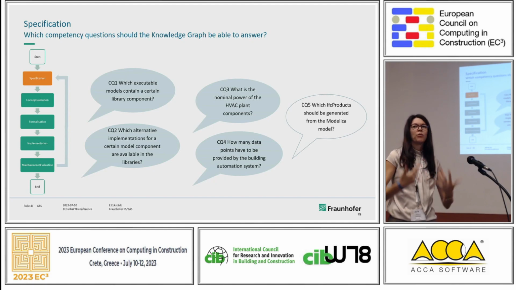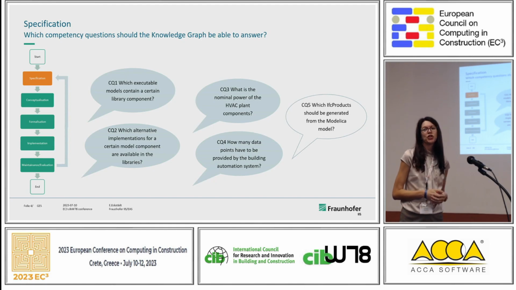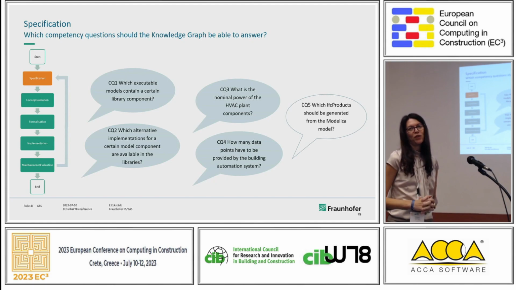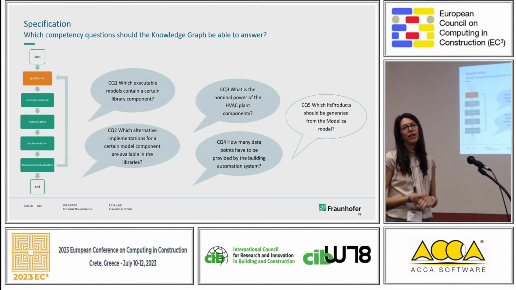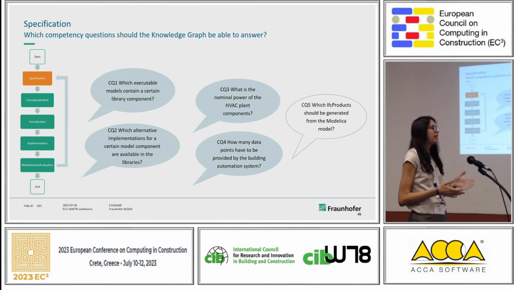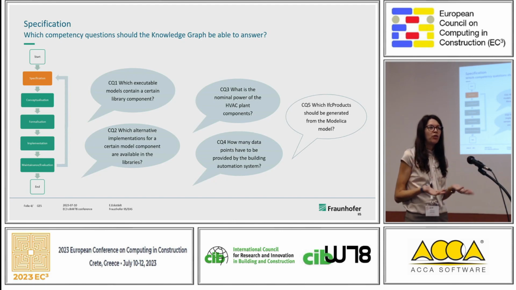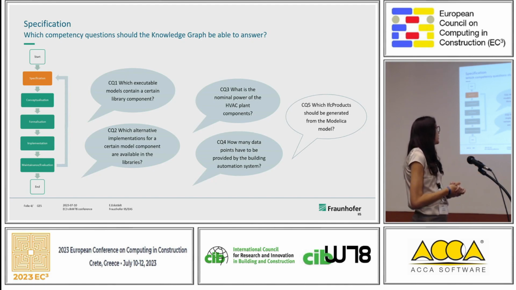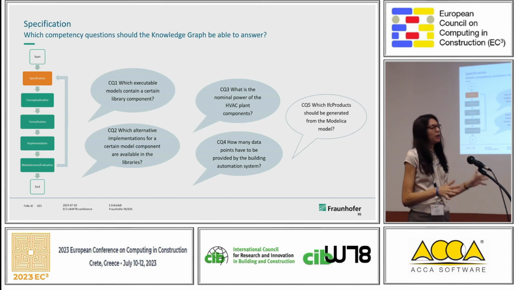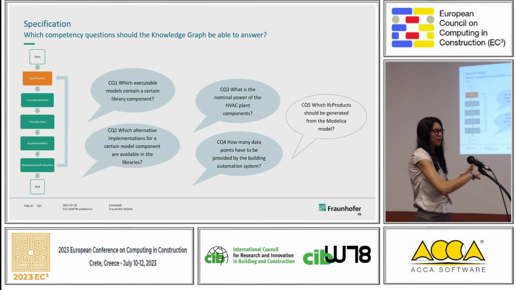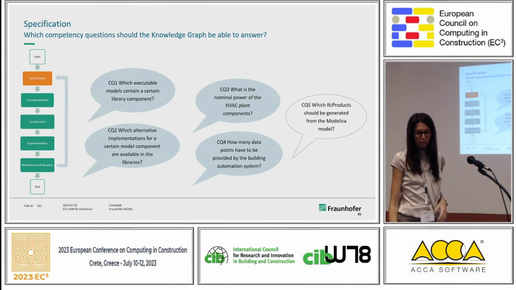Now I come to the part of knowledge engineering. We followed a structured approach. It is given on the left-hand side, and luckily it was described in the keynote presentation in the morning, so I don't have to go into this process. Of course, the first step always is the specification, defining the requirements. This was done by formulating competency questions. As you can see, the first two questions aim at the library level. Questions 3 and 4 aim at the instance level of some certain model. The fifth question is actually beyond the scope of this paper, but it is in the scope of the whole picture.